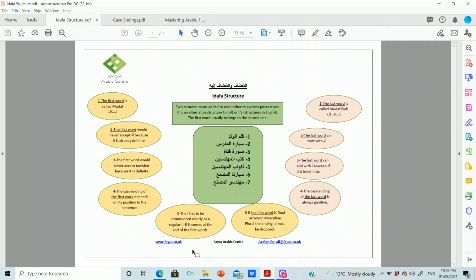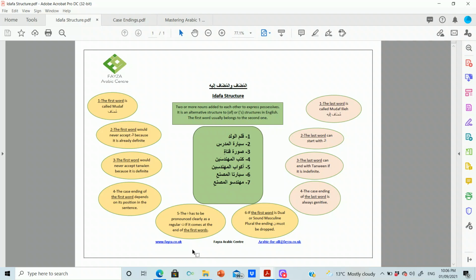Now the third yellow circle is talking about the fact that, again, the first word can never end with tanween. We know that the tanween is a sign that can appear only at the end of an indefinite word, and we have just said that the first word is definite all the time, regardless of anything. It is definite because it has been made definite by being added to the second word. And this means, again, that being definite, it cannot accept the tanween at the end, and this is why you can never add tanween at the end of the first word.